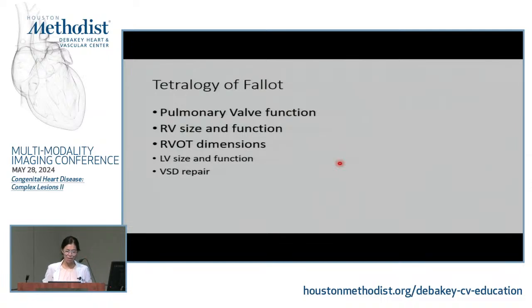Just to put things into perspective, these patients do better and better. Nowadays, most patients born with tetralogy of Fallot are operated at what age? Today, contemporary. Yes, before they're, as infants. Okay, so then the next thing we look at is right ventricular size and function.